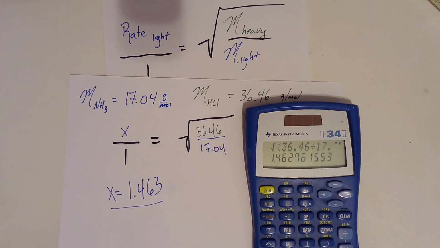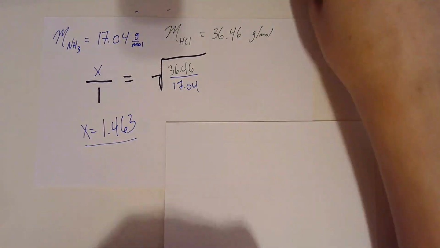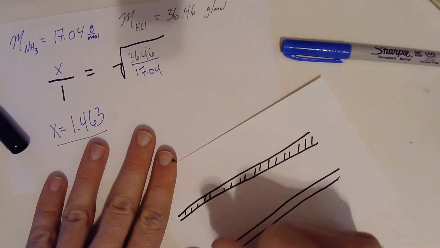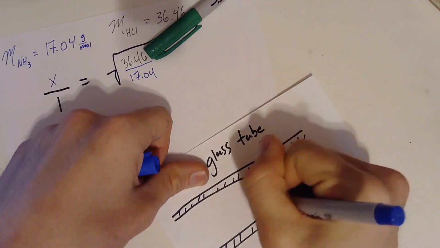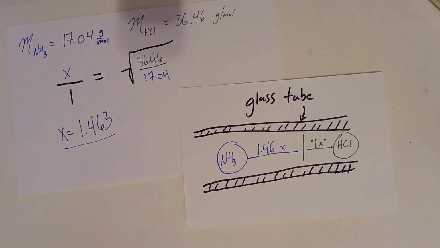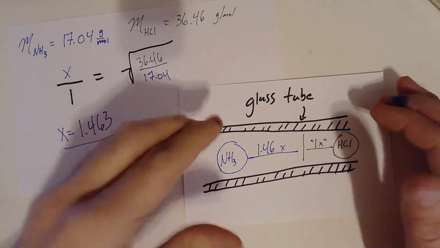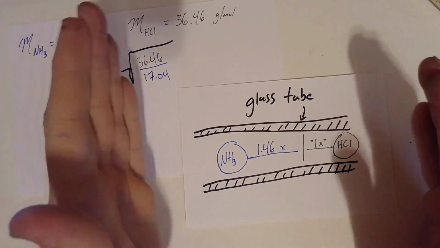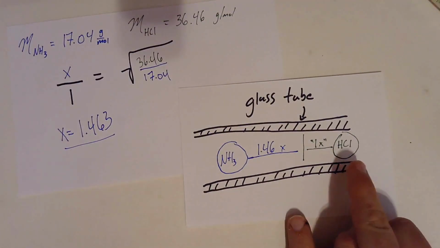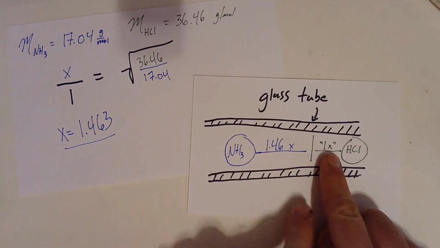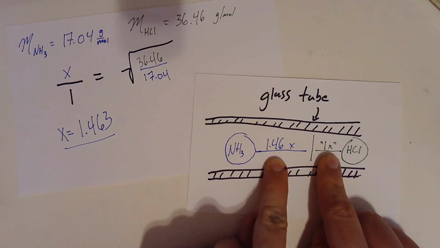So let's draw a quick picture. 1 second. All right, I think this makes pretty good sense. Let's say you put both things inside a glass tube, and you put them in at exactly the same time. Then our prediction using this math is the HCl would travel forward a distance of 1 in the time the NH3 went forward a distance of 1.46.